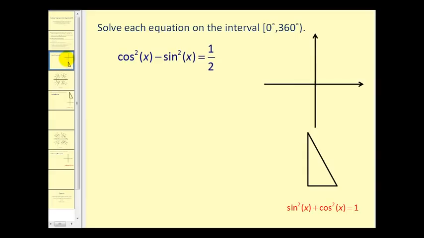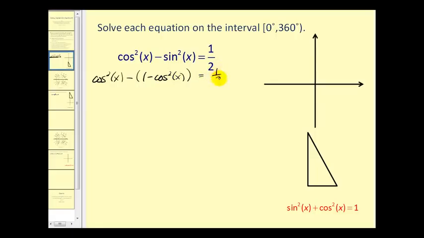On this first problem we want to solve the equation on the interval from 0 to 360 degrees. And we have cosine squared x minus sine squared x equals 1/2. Normally when we can write an equation in terms of one trig function, that's very helpful. So remember the identity sine squared x plus cosine squared x equals 1. We have to make a choice whether we want to substitute an expression in for cosine squared x or sine squared x. And in many cases there's more than one way to do this, but I'm going to replace sine squared x with 1 minus cosine squared x. And since we're subtracting sine squared x, we must subtract the quantity 1 minus cosine squared x.